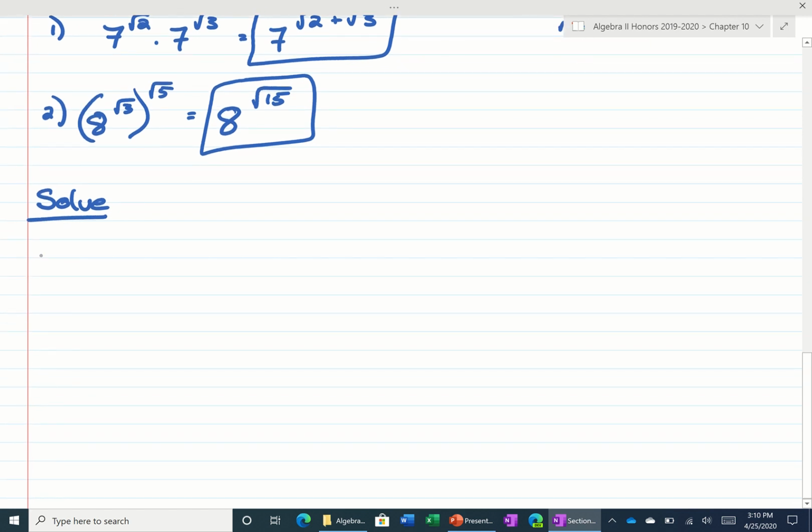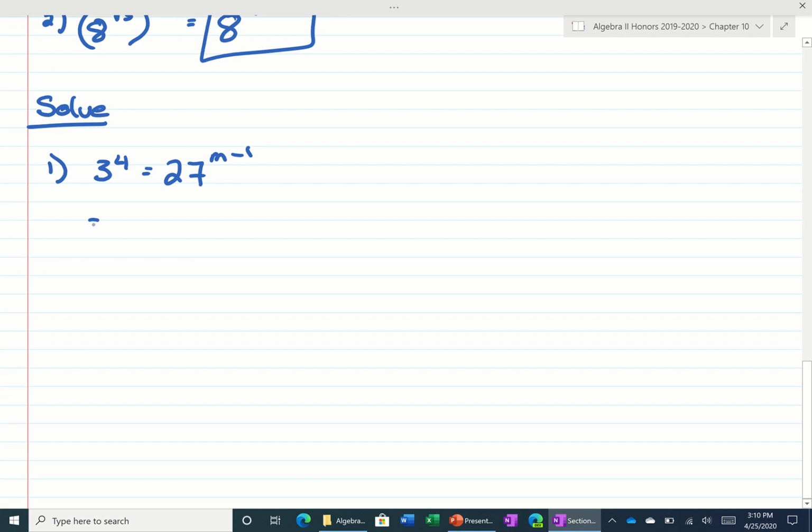What if I asked you to solve, let's see here, 3 to the 4th is equal to 27 to the m minus 1. Now the whole idea is we want to get the bases the same. So I could write 27 as 3 to the 3rd. And the reason why we want to do that is because we could use a power property. Power to a power, remember, you multiply. And if the bases are the same, that means that the powers are the same.